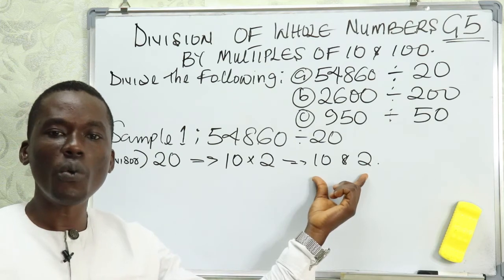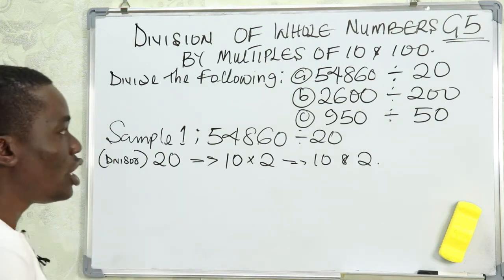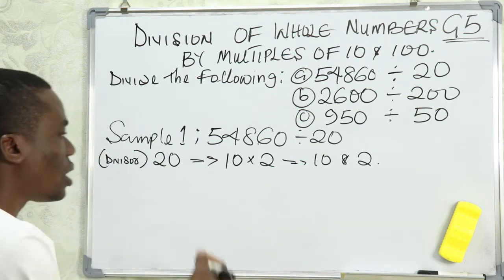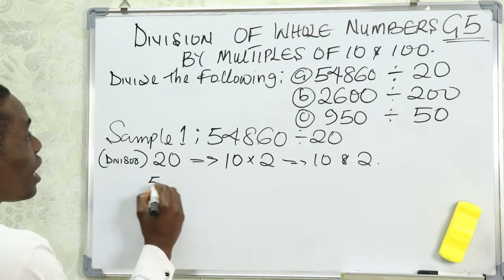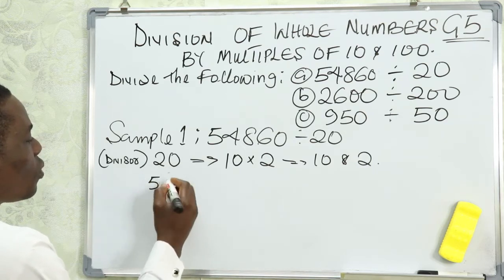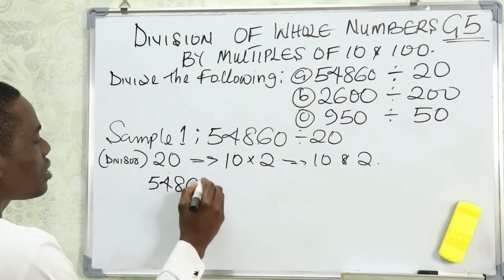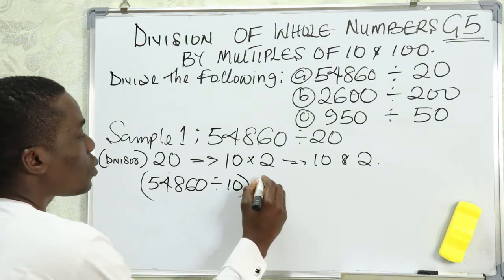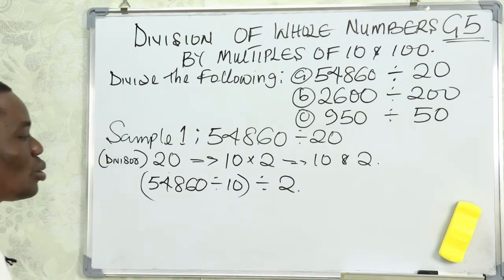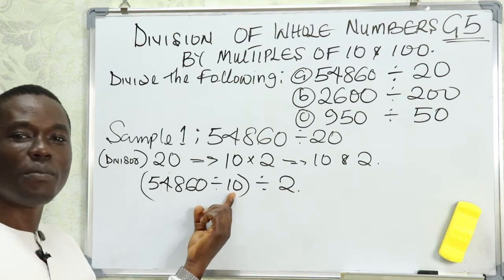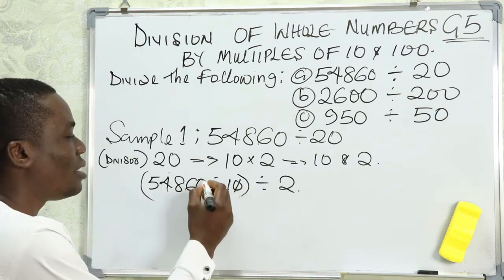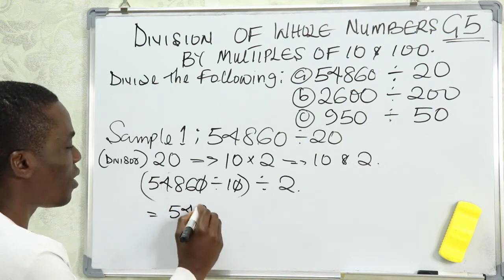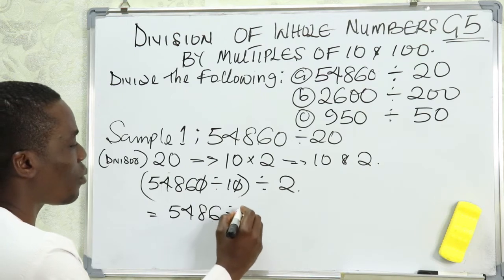So, all we are going to do now is to divide this number by 10 first, then we divide it by 2. So, we'll have 54860 divided by 10. Then whatever result we get, we'll divide it by 2. And when we are dividing this by 10, remember, all you need to do is just to kill this zero, and our result will be 5486 divided by 2.